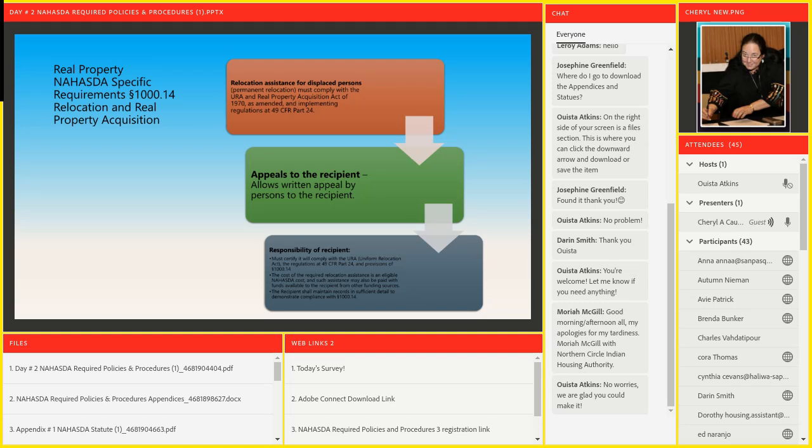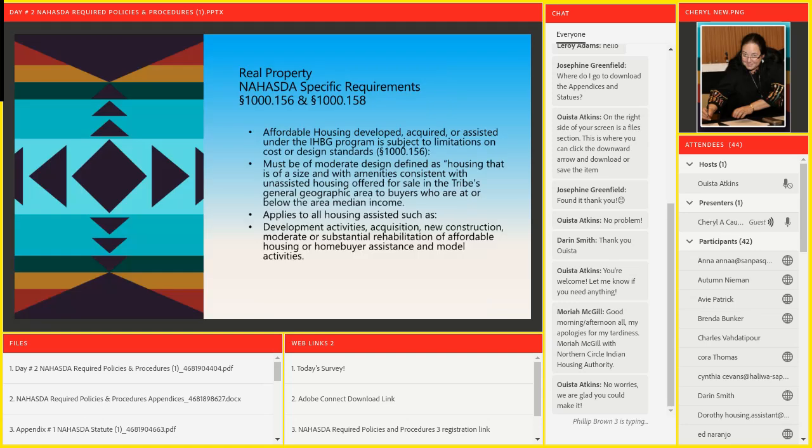So appeals to the recipient allows a written appeal by persons to the recipient. The responsibility of you as the recipient is to certify you're going to comply with the Uniform Relocation Act and those regulations at 49 CFR Part 24, provisions of the regs at 1014. The cost of the required relocation assistance is an eligible NAHASDA cost. Such assistance can be paid with funds available to the recipient from other funding sources, and the recipient shall maintain records in sufficient detail to demonstrate compliance with 1014. I'm almost done, guys, and I apologize.